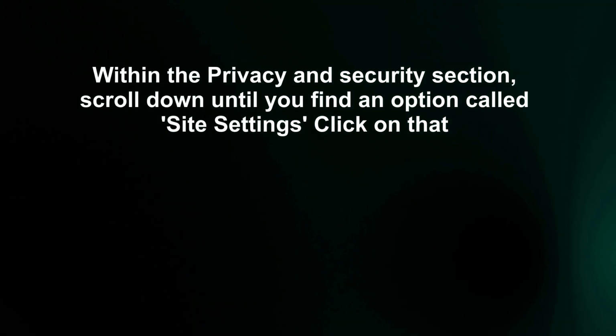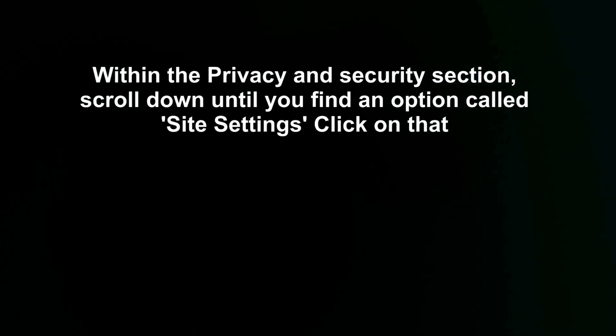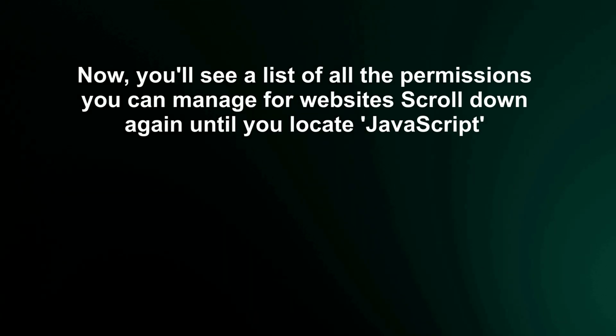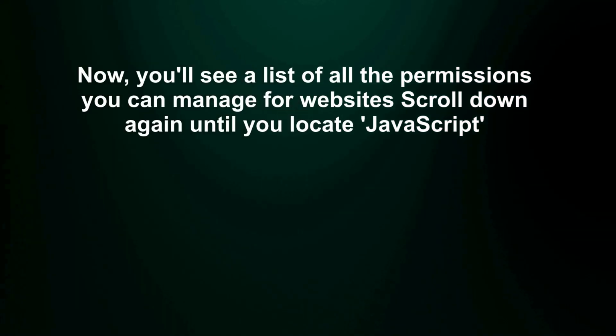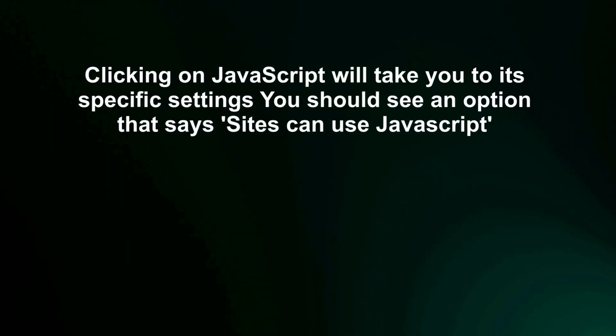Within the Privacy and Security section, scroll down until you find an option called Site Settings. Click on that. Now, you'll see a list of all the permissions you can manage for websites. Scroll down again until you locate JavaScript. Clicking on JavaScript will take you to its specific settings.